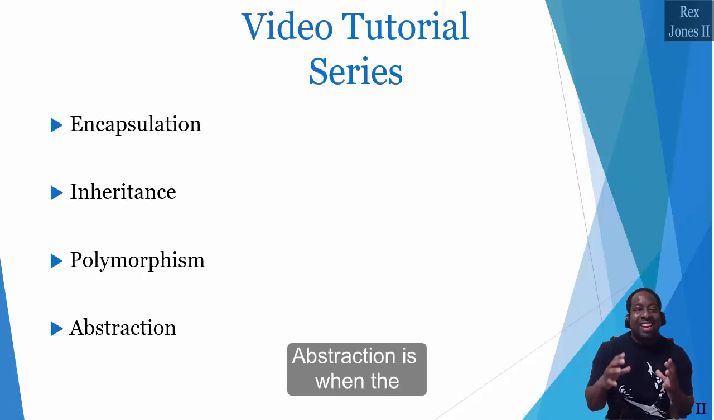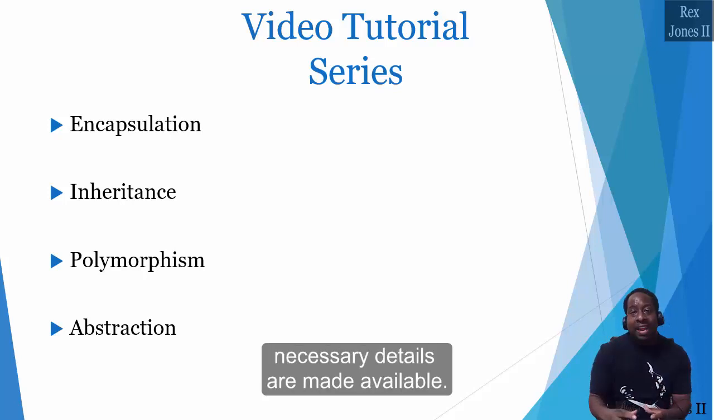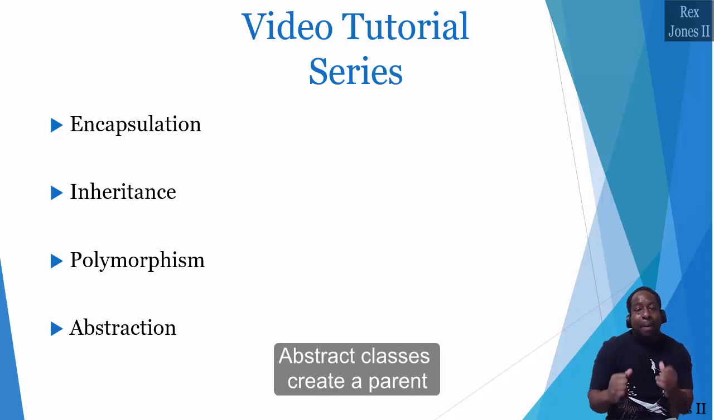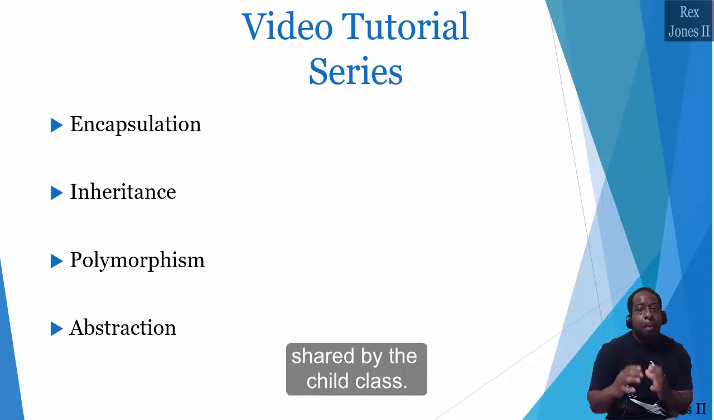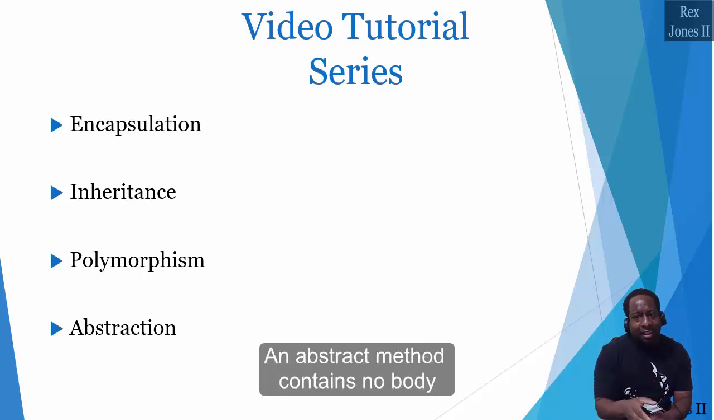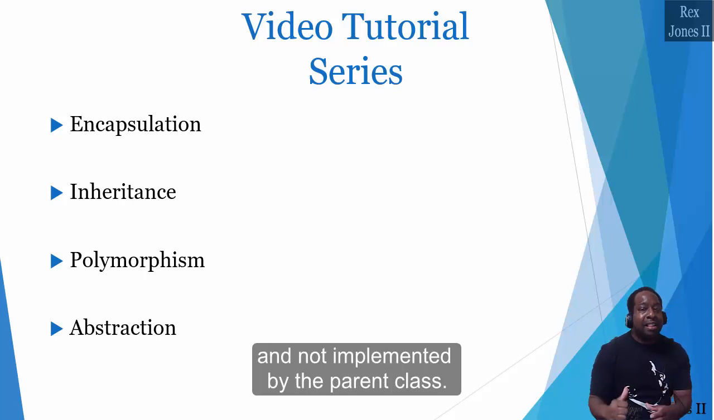Abstraction is when only the necessary details are made available. Abstract classes create a parent class that specifies only a general form shared by the child class. An abstract method contains no body and is not implemented by the parent class.